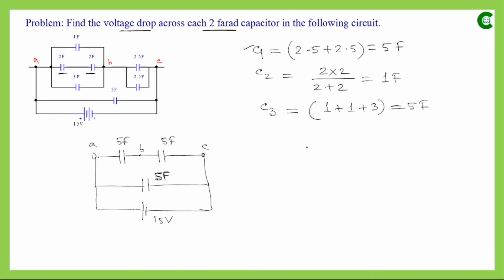Now for this we will obey the voltage division rule. In case of voltage division rule, we know that if we want to find out the voltage drop across AB, then it will be that capacitor value 5 farad divided by their individual capacitance values 5 plus 5.